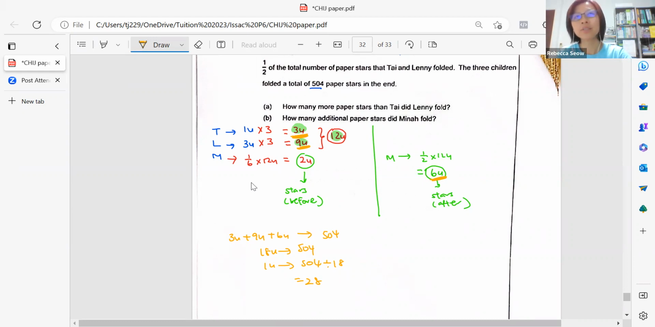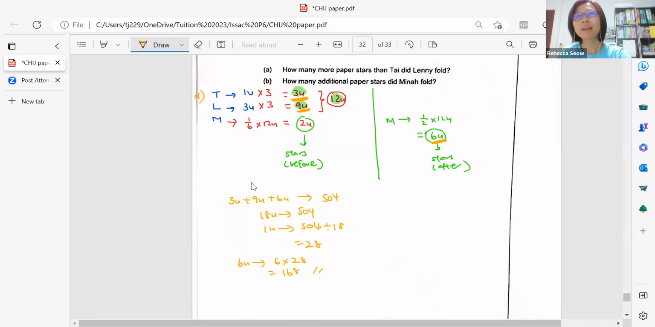So Lenny folded 9 units, Ty folded 3 units. So the difference in units will be 6u. 6 times 28, and that would give 168. So that will be the solution for A.